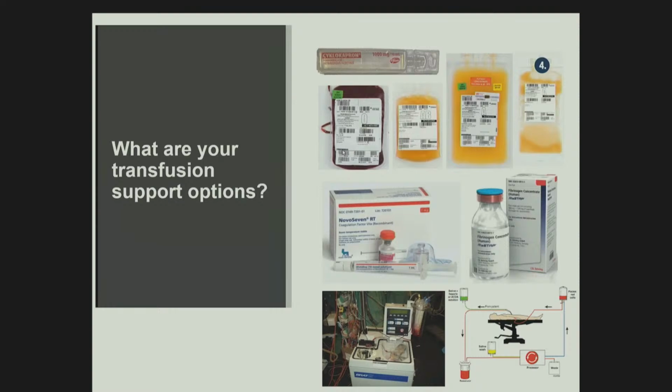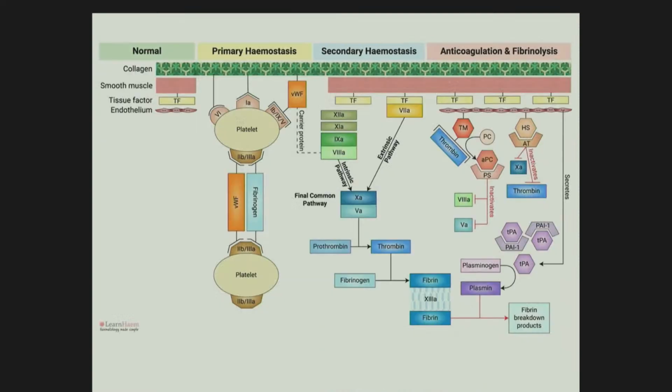So if you give a lot of the washed red cells, it can lead to hemodilution. It can contribute to a coagulopathy. So we're saving the patient's red cells, but if we don't address the risk of hemodilution, we can actually be causing problems as well. So I like this diagram. It's a diagram of the hemostatic process. So primary hemostasis, secondary hemostasis, and then clot breakdown.